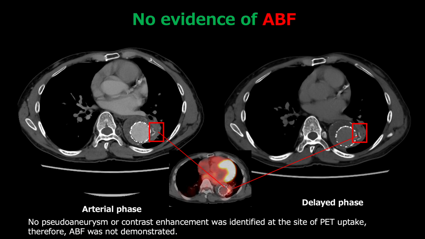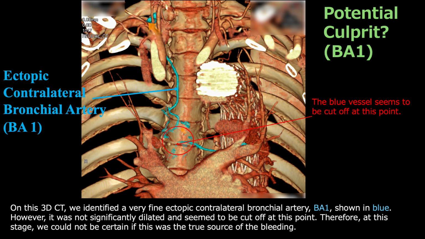No short aneurysm or contrast enhancement was identified at the site of PET uptake. Therefore, ABF was not demonstrated. On this 3D CT, we identified a very fine ectopic contralateral bronchial artery, BA1, shown in blue. However, it was not significantly dilated and seemed to be cut off at this point. Therefore, at this stage, we could not be certain if this was the true source of the bleeding.